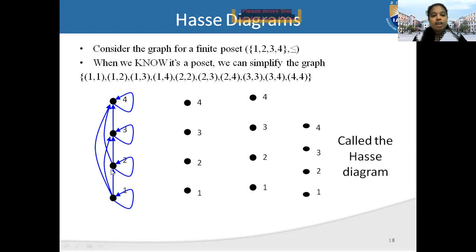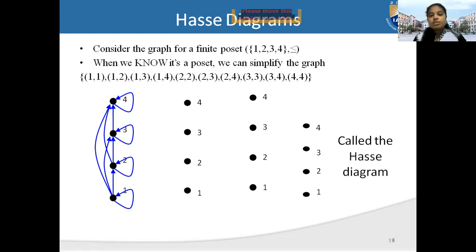So you can draw 1 comma 2 like this. Next 2 comma 3. Next 1 comma 4. So each and every element you can draw like this. This is the original diagram of that given relation. But we want to draw a simplified diagram, that is nothing but the Hasse diagram for that poset, right?